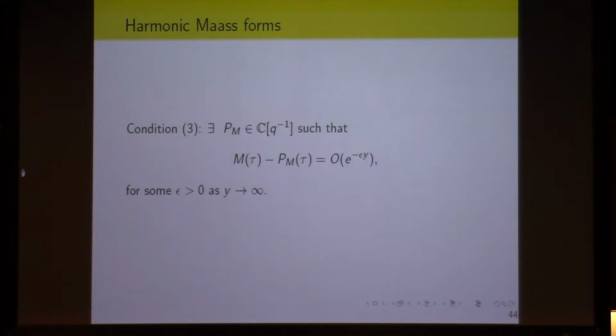The growth condition: we say that we allow linear exponential growth in the cusps. By that we mean, this function has some polynomial in 1 over q. It doesn't behave so well. But if you subtract off that polynomial, the function grows like e to the minus epsilon y, for some epsilon that's positive, as the imaginary part of tau, y, goes to infinity. So a condition like this we refer to in words as linear exponential growth.